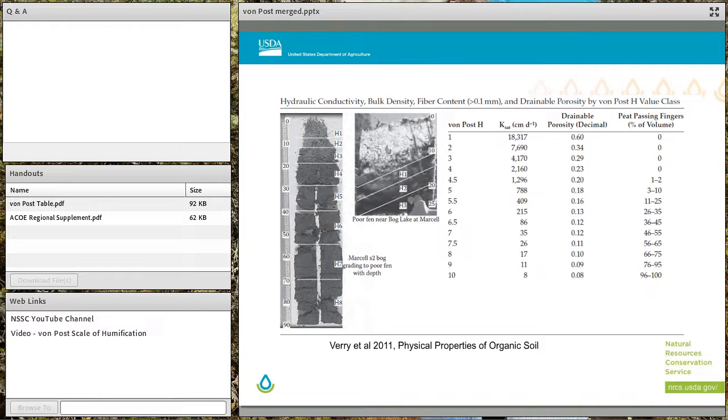Again, some of that same data, here they actually express the KSAT in centimeters per day. They're the same numbers, but in centimeters per day. So you can see the whole range from the high fiber content to the high degree of decomposition. There's a tremendous range. As we said, it's not a linear range, but that would be over a 1,000-fold difference in hydraulic conductivity across those von Post classes.